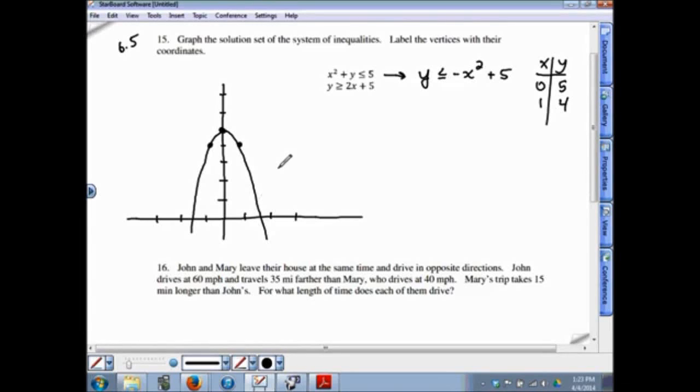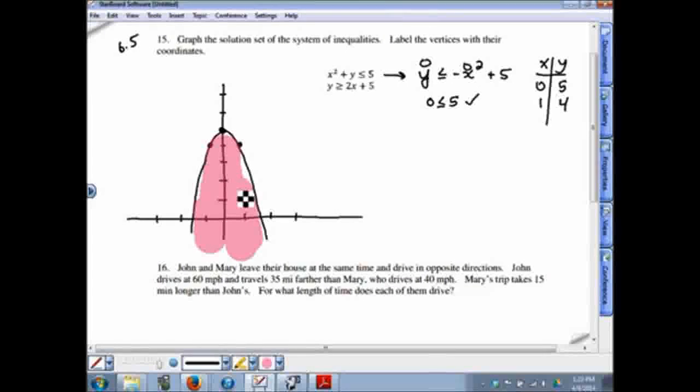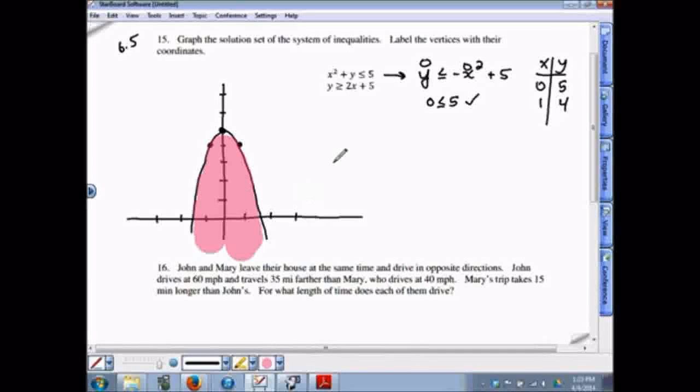Okay, now we have to figure out where to shade. So I'm going to choose a test point of (0, 0). That means I'm going to plug a 0 in for y and a 0 right here for x. 0 squared is 0. 0 plus 5 is 5. And over here we would have a 0 on the left. So we have the statement 0 is less than or equal to 5. That's true. So we're going to be shading towards the test point, which means underneath. So shading right there.